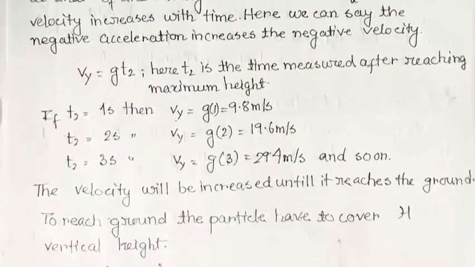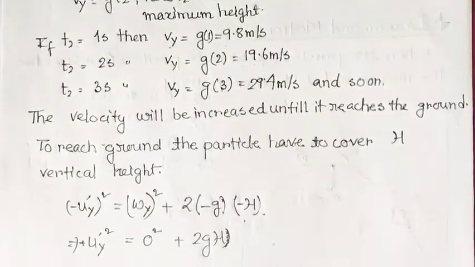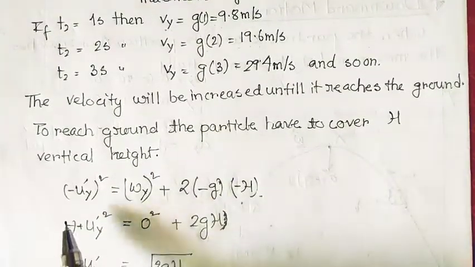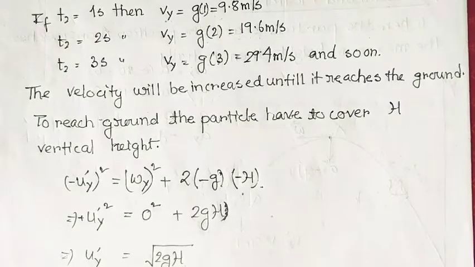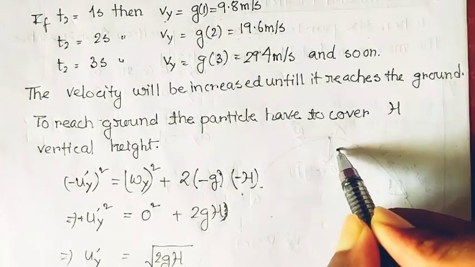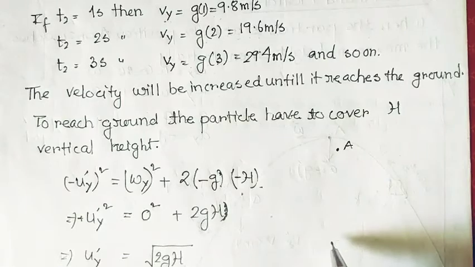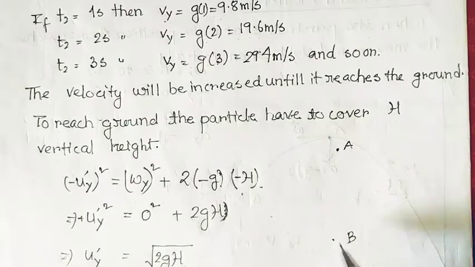Now if I say about this equation, that is the minus of u y square. Why minus of u y square? Minus of u prime y square. What is the minus of u prime y? It is the capital A point and it is the capital B point.